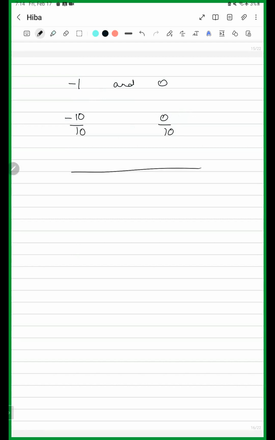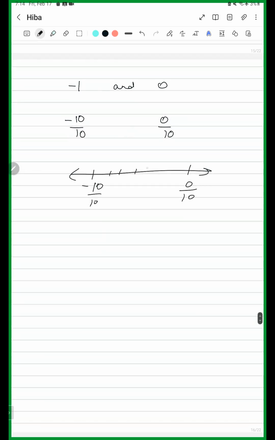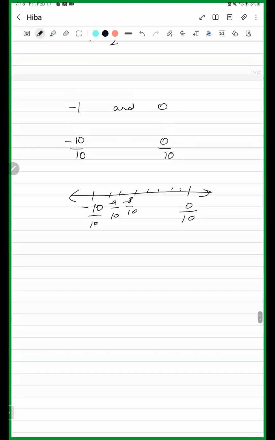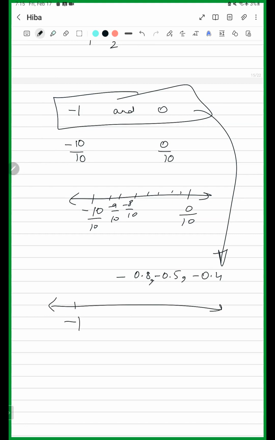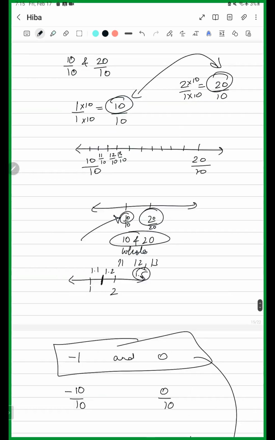Now you can easily find 5, 6, 7, 8 numbers between -10/10 and 0/10. All of these numbers. -9/10, -8/10. या अगर आपका मन फ्रैक्शंस में नहीं कर रहा तो in decimals you can just see that okay -0.8, -0.5, -0.4, all of these are between -1 and 0, है ना? Yeah. So there are both ways.